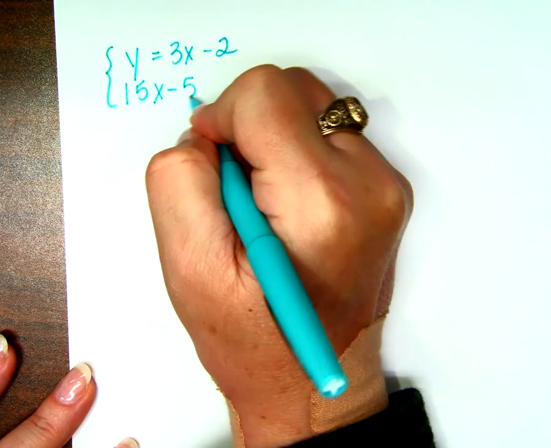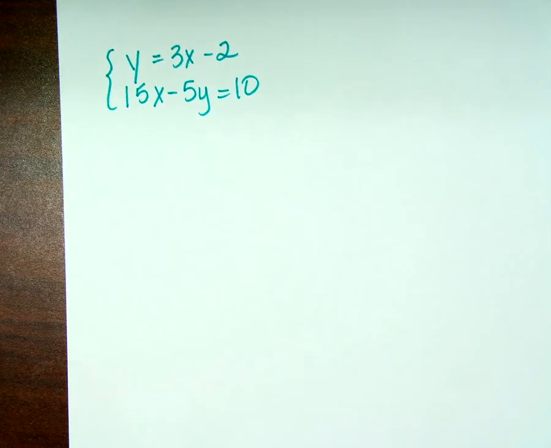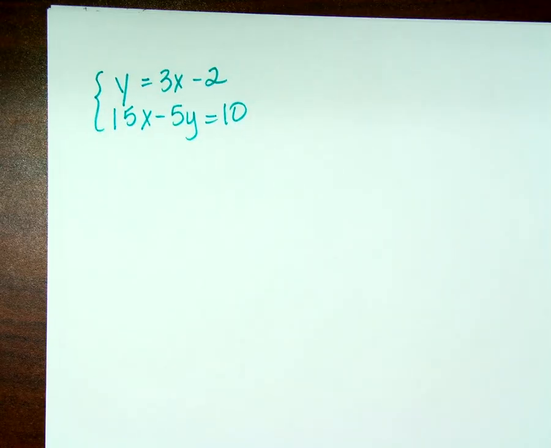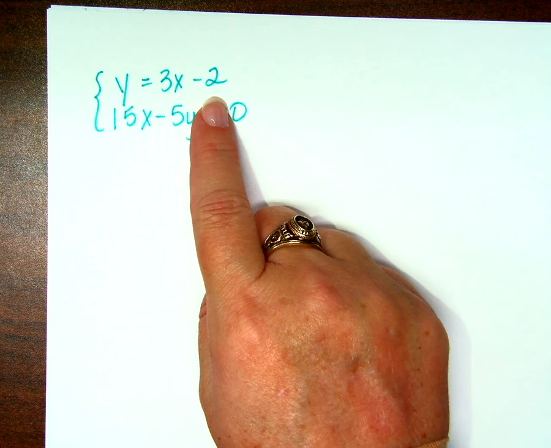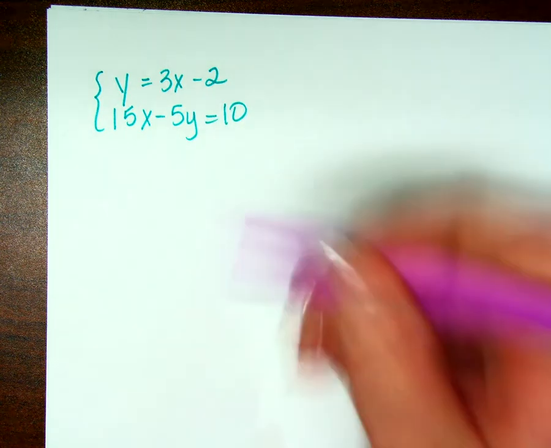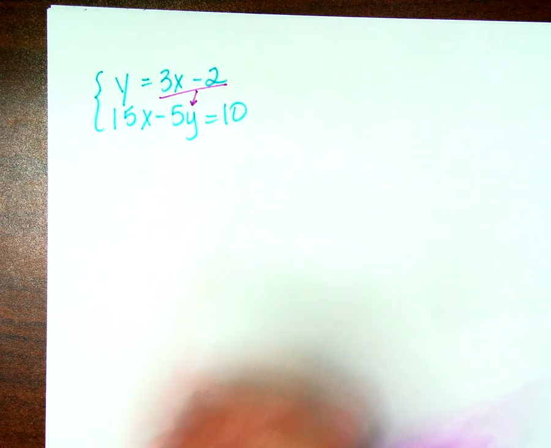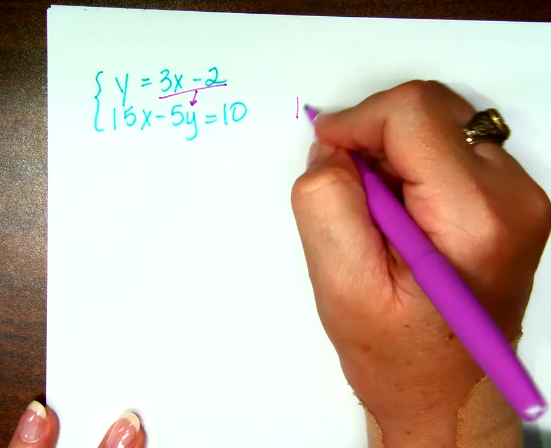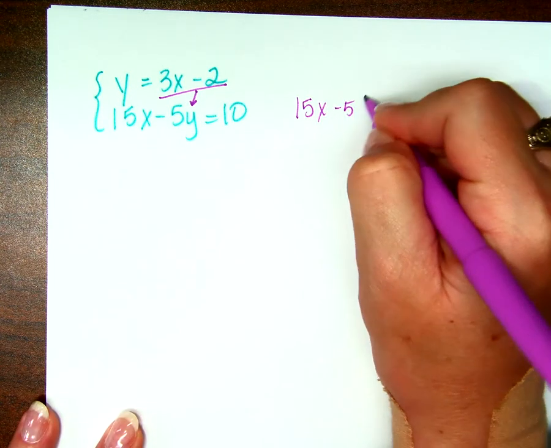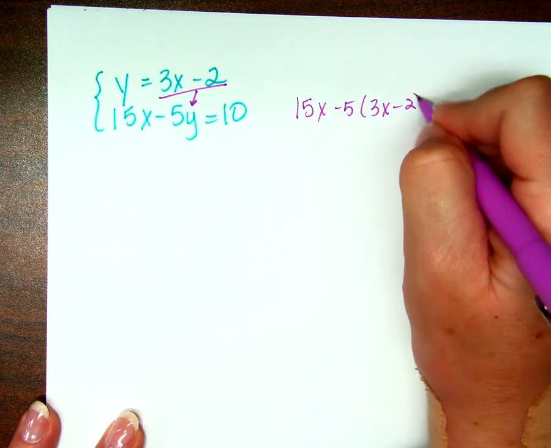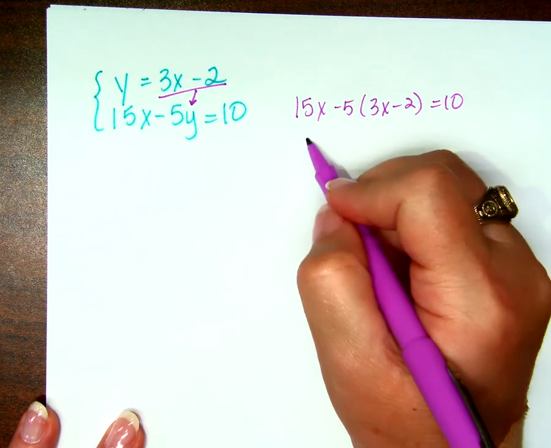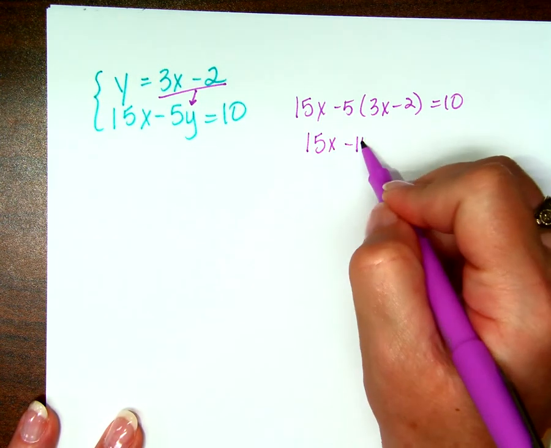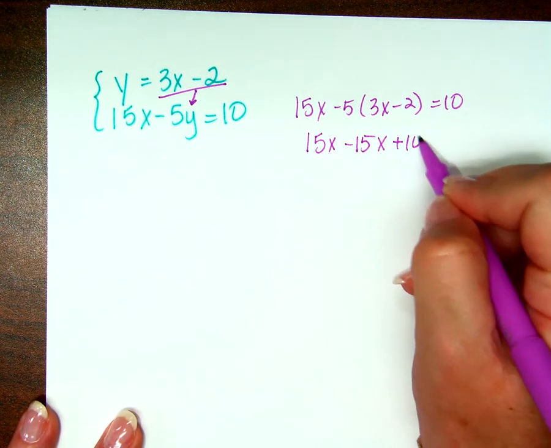15x minus 5y equals 10. You can solve this any way you want. What's your first inclination of how to solve it? Substitution would probably be easier because this is already solved for y, right? And just substitute everything right here straight for y. So 15x minus 5 times 3x minus 2 equals 10. So 15x minus 15x plus 10 equals 10.